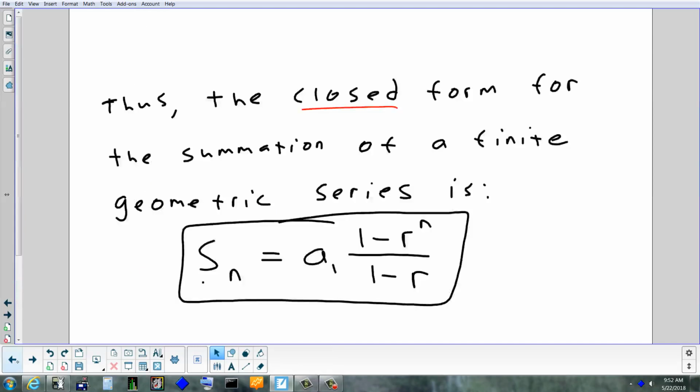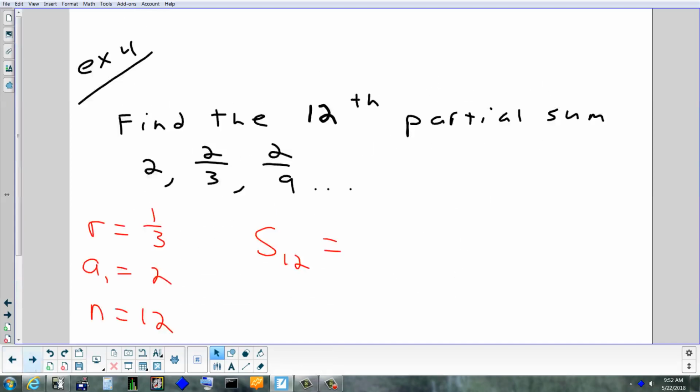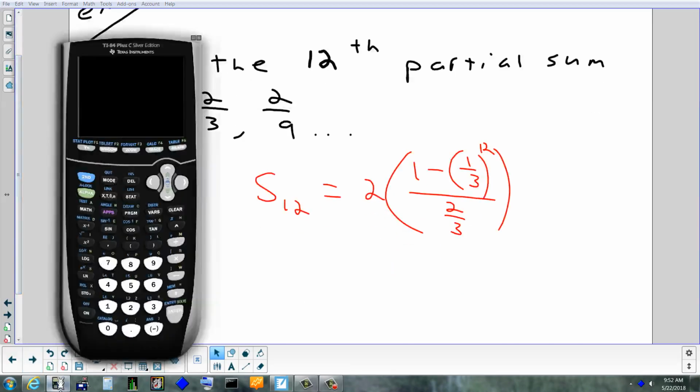So if you add up the first 12 terms, it's a sub 1 times 1 minus r to the 12th, all over 1 minus r, but let me simplify that. What's 1 minus a third? Negative 1/3. Well, or no, 2/3. Yep. 2/3. Okay, so let's see what we get if we type that in.